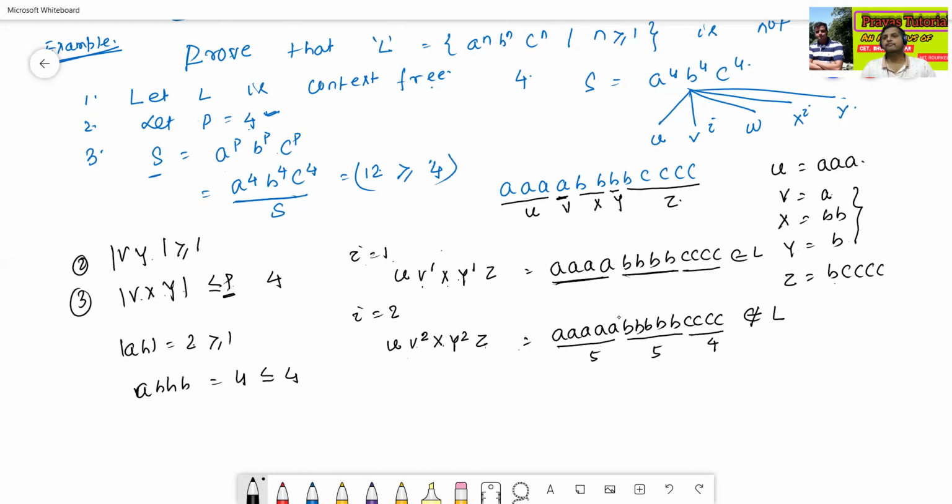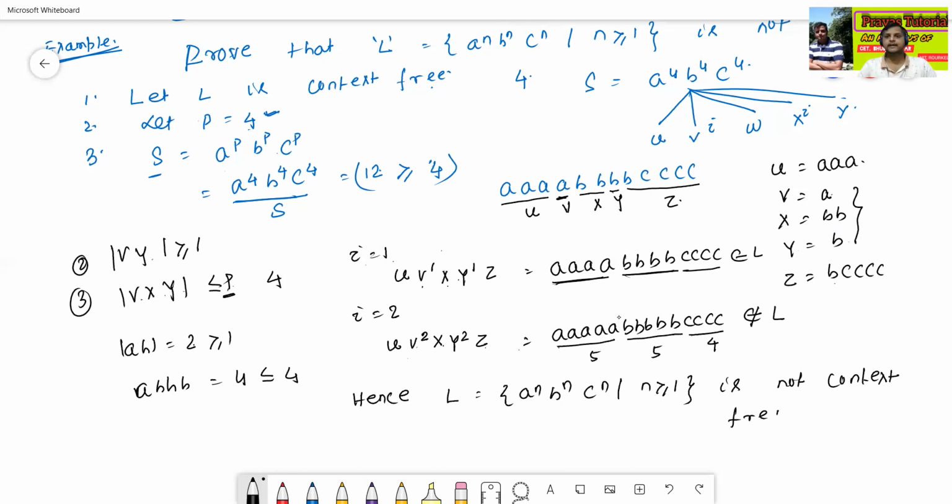If for any i value a string does not belong to L, that means the language is not context free. So hence the language L equals a to the power n, b to the power n, c to the power n, such that n is greater or equal to 1, is not context free. In this way, we can prove that a language is context free or not using the pumping lemma.